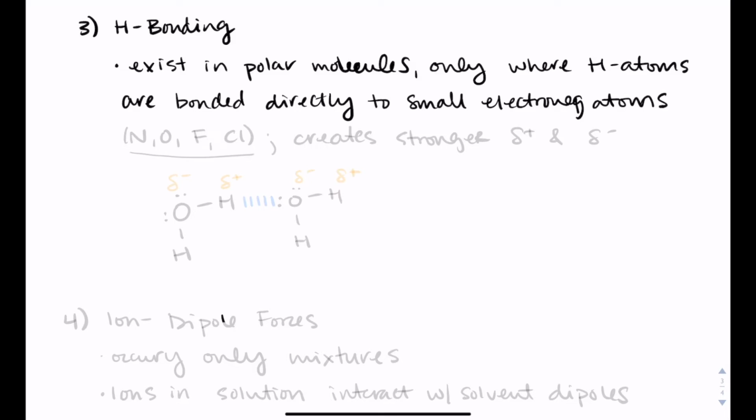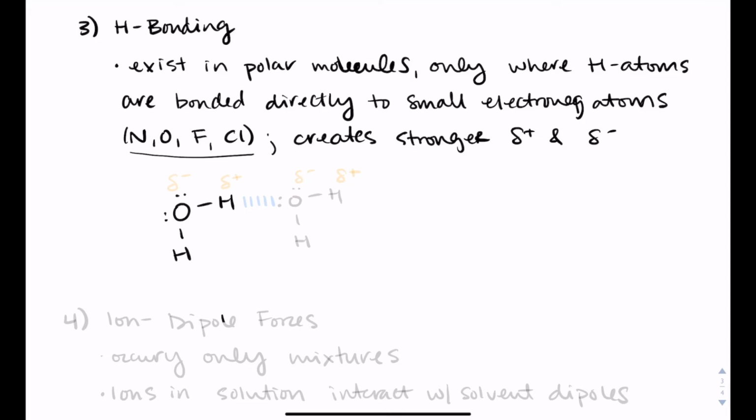It only exists where a hydrogen atom is directly bonded to a small electronegative atom. So hydrogen must be connected to nitrogen, oxygen, fluorine, or chlorine. The result is that it's just a much stronger partial positive and partial negative. So the way that I have this drawn here, your hydrogen bonding must be drawn this way, and if you draw other intermolecular forces this way, it would be incorrect because this is only for drawing hydrogen bonding.